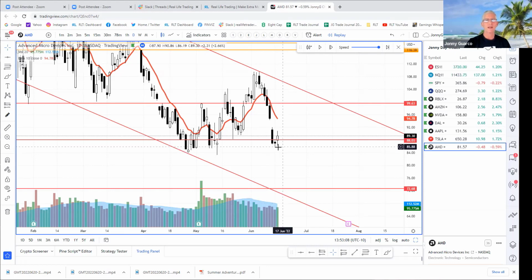So if we break down here, we have a gap and go, and they do exactly what they say they do most of the time, is they gap and then they go. And if it breaks up here on the bullish side, then we'll have a retest gap. And what retest gaps like to do are gap, come back, retest, and then break. So let's see what happens on AMD.